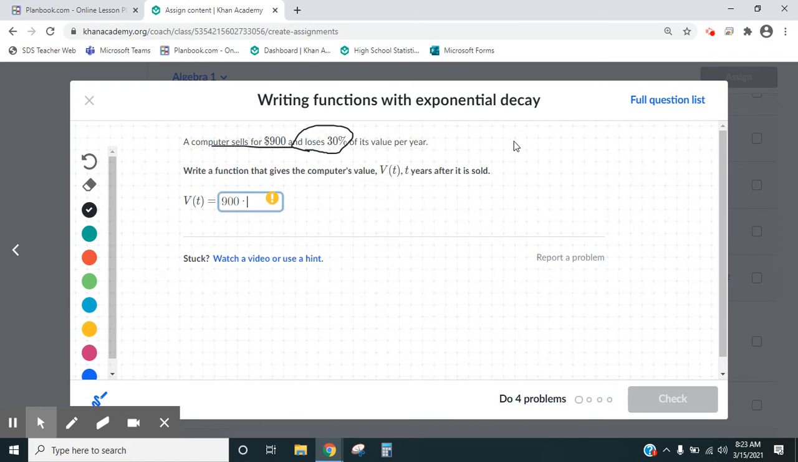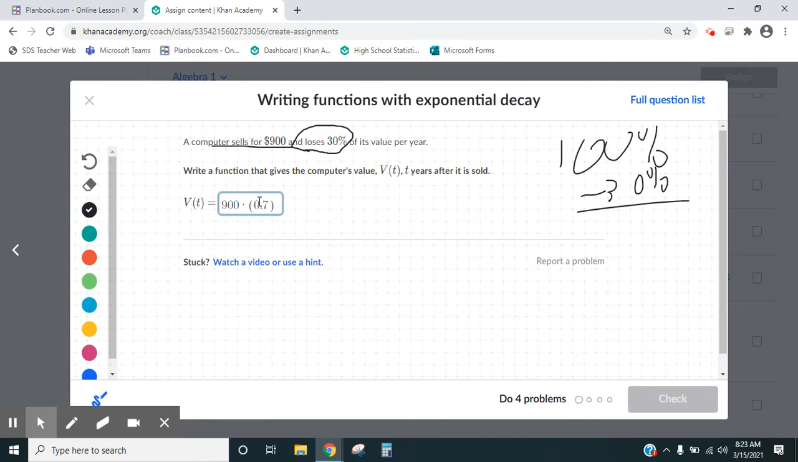Thank you. 70%. So if we lose 30%, right? We're subtracting 30% from 100%. That leaves us 70%. So that's our growth rate or decay rate. Now, up here, I'm going to put the little variable t because it says t years after it is sold. If it's losing its value, it should be going down, right? And a number less than 1 signifies decay.